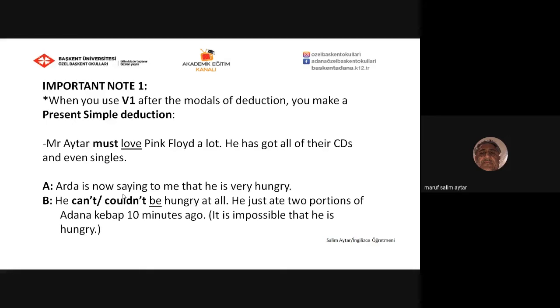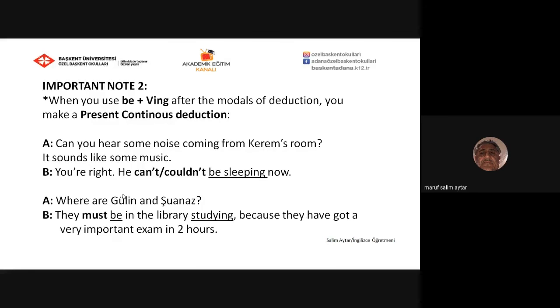Arda is now saying to me that he's very hungry. He can't be hungry at all. It is impossible that he is hungry. That's what I mean to say. And the clue says he just ate 2 portions of Adana kebab. The second important note is when you use be plus verb ing after the modals of deduction, you make a present continuous deduction.